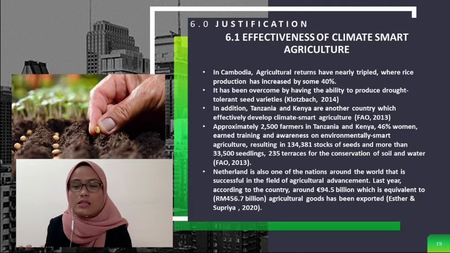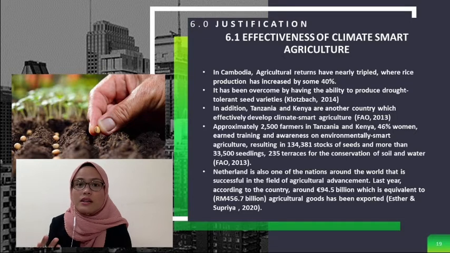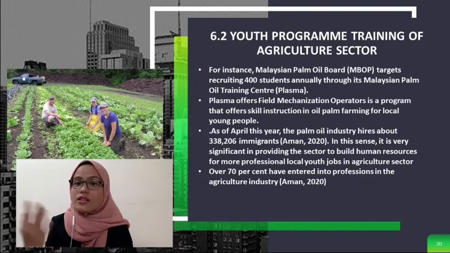Last but not least is the country of Netherlands. Netherlands has made agricultural goods, and they have been exported at about 94.5 billion euros, which is equivalent to 456.7 billion ringgit Malaysia. The Netherlands has become the largest country in Europe that exports food production to other countries.